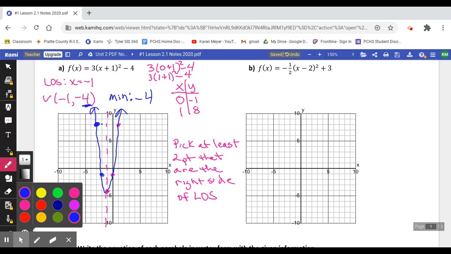And then if you don't have a picture, does everybody notice the a number is 3? And 3 is a positive number, so that means it's going to open up. So you could also tell it that way. So let's go try another.